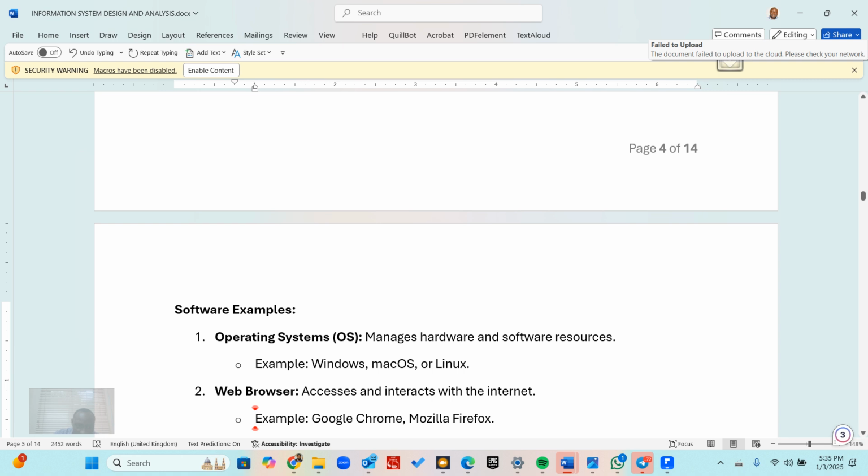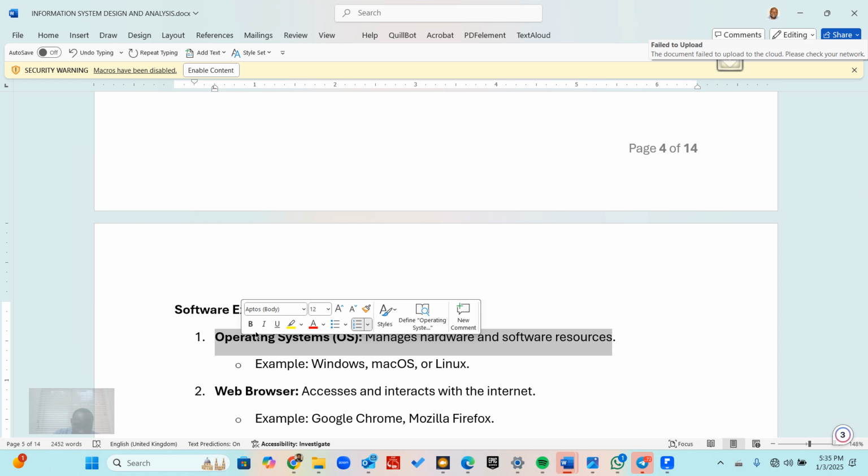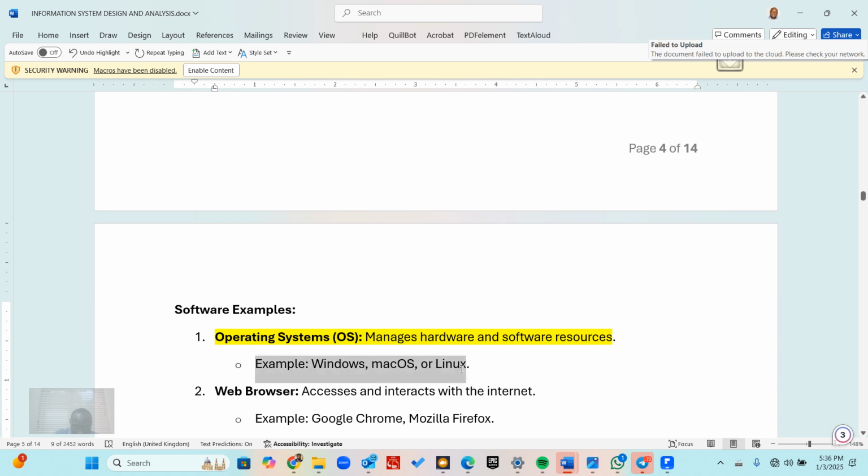HDD. We have our software examples. Operating system manages hardware and software resources. We have Microsoft Windows, we have Mac OS, and we have Linux. So those are operating systems, those are software.